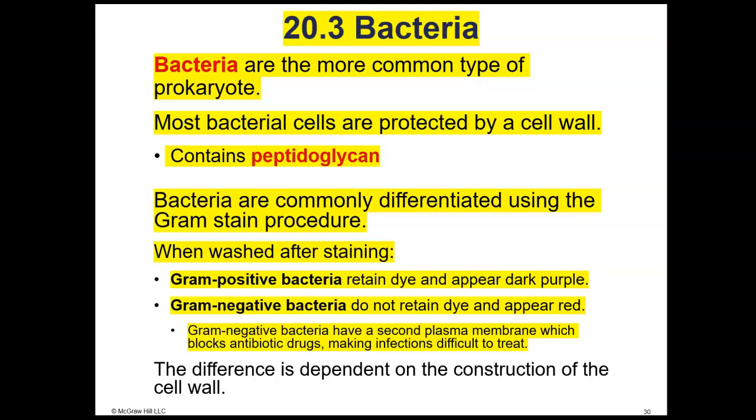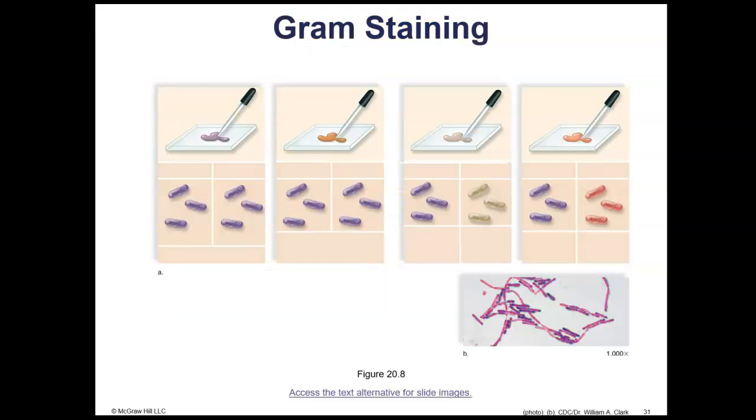Gram-negative bacteria have a second plasma membrane, which blocks antibiotic drugs, so that makes infections difficult to treat. Gram-negative infections tend to be difficult to treat. But even though they have a second plasma membrane, they only have a very thin peptidoglycan layer, whereas the Gram-positive have a very thick peptidoglycan layer. And this is a picture of how Gram staining works.